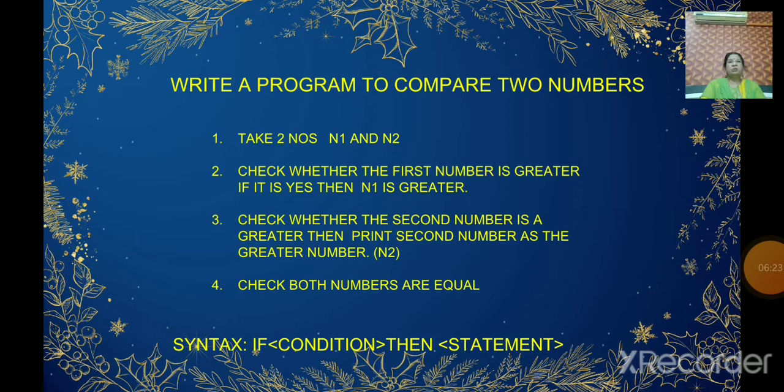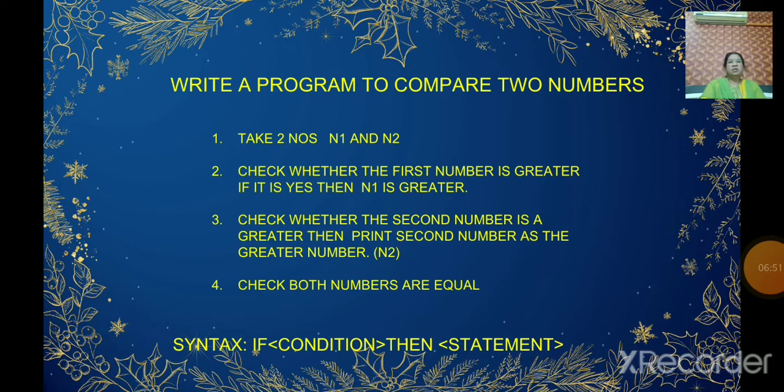So for input you will take two numbers. Maybe we will take a variable n1 and n2. The first number is n1 and the second number is n2. Then what is the second step? We'll check whether the first number is greater. If yes, then n1 is greater, and it will print n1, whatever the number is that is greater. That is the second step.